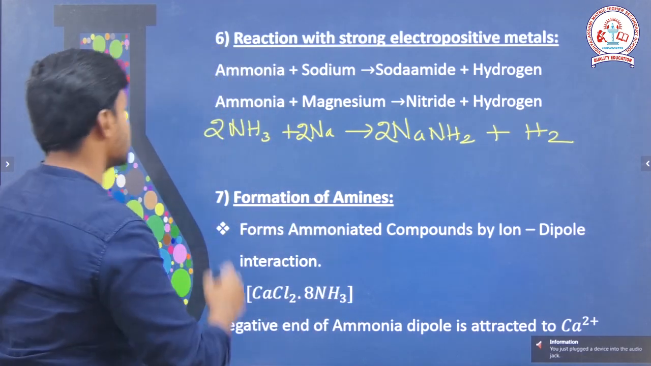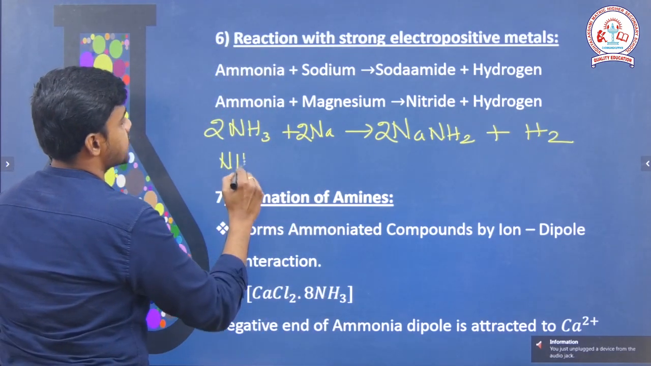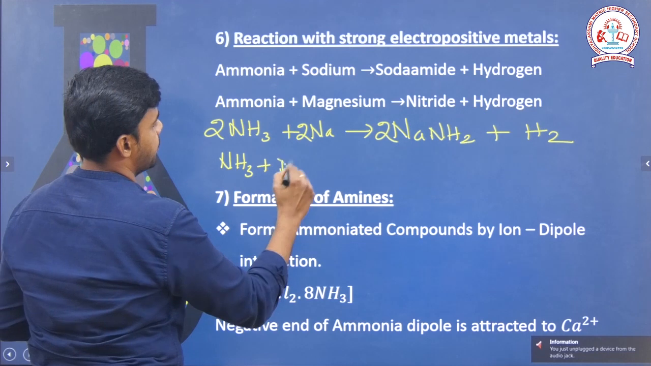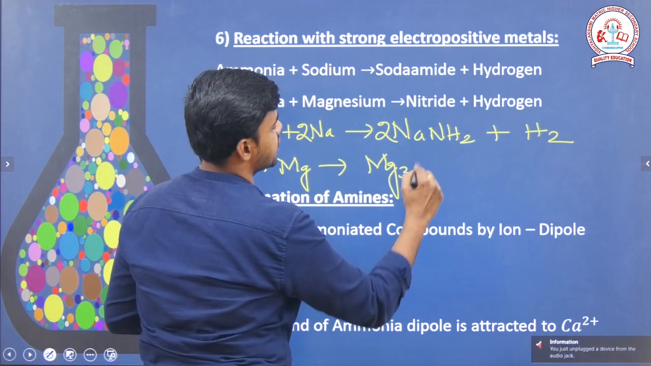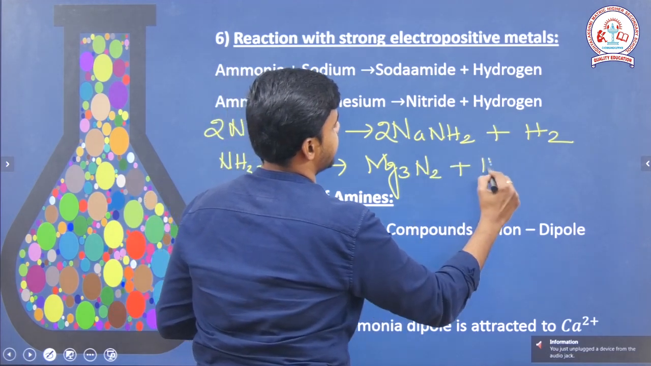And again I also told this ammonia is capable of reacting with magnesium to form magnesium nitride, Mg3N2, by liberating hydrogen.